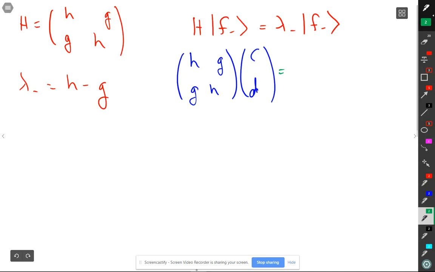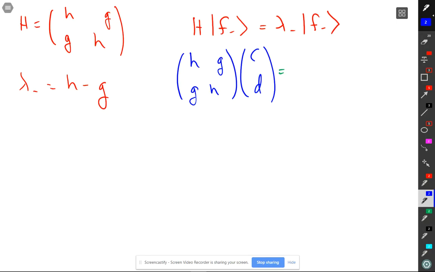I guess I'm just confused by why the F minus is C and D, why it's a column. If it's a ket, it's always a column vector. If it's a bra, it's always a row vector. And why does it just have 2?